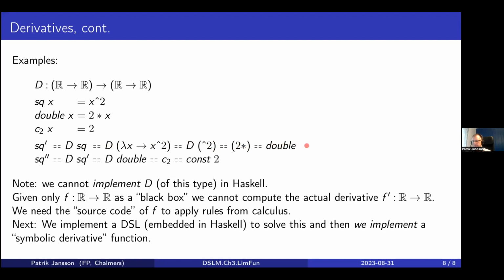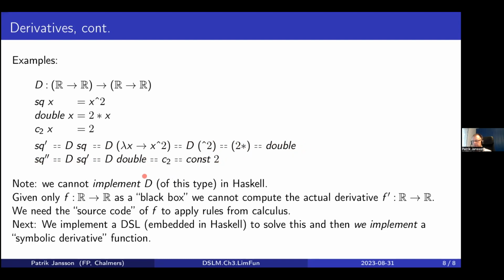So that's assumed to be known from other places. And if we take a second derivative of squaring, that's the derivative of square's derivative, the derivative of double, which is the constant 2 function. So these are properties that hold for this function.